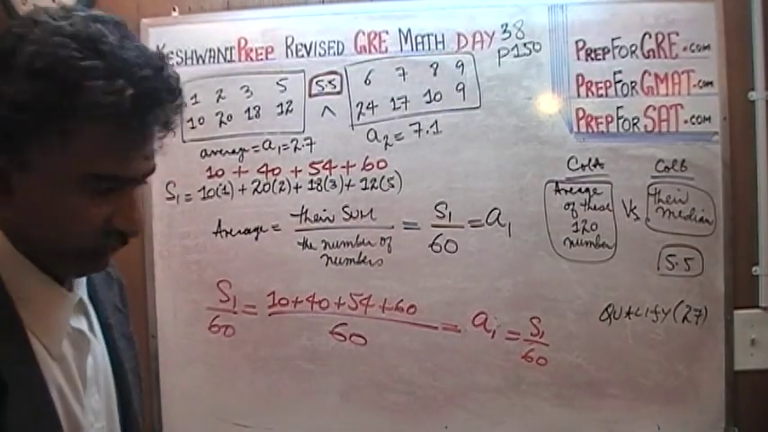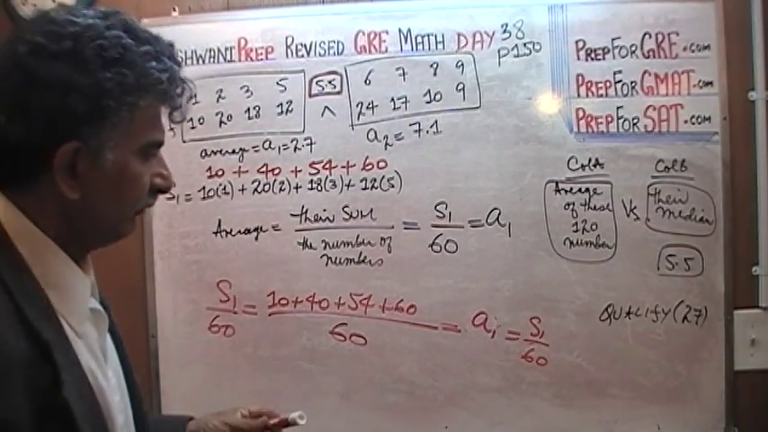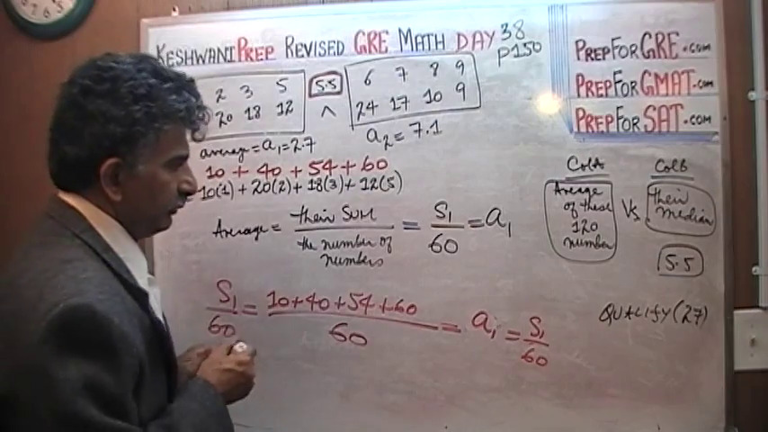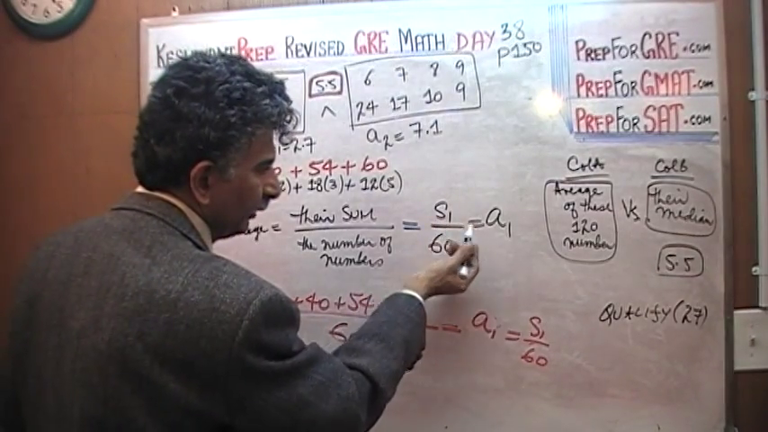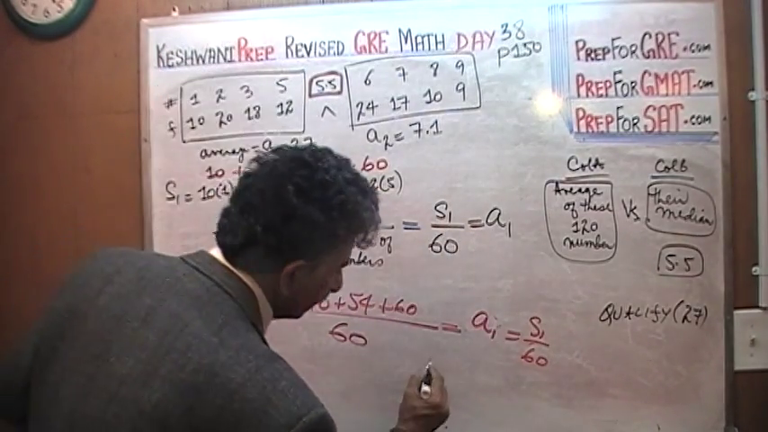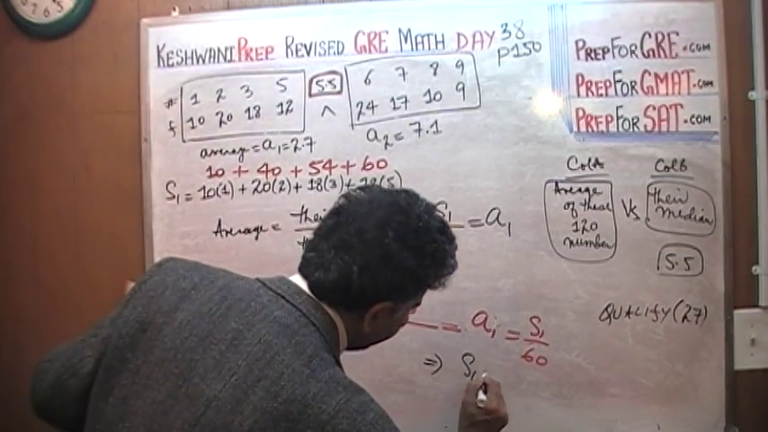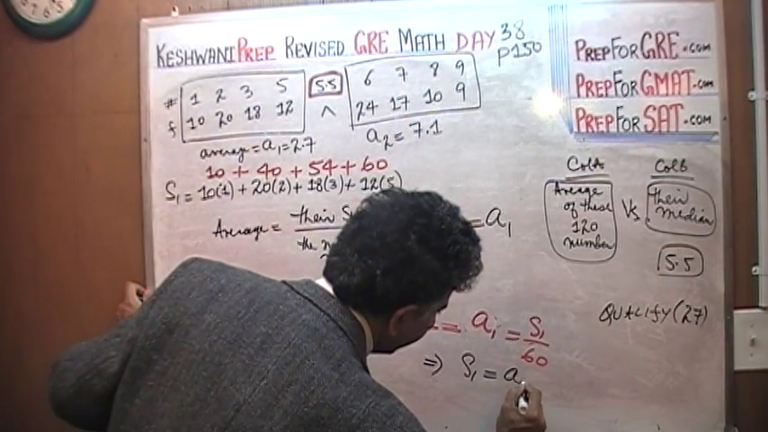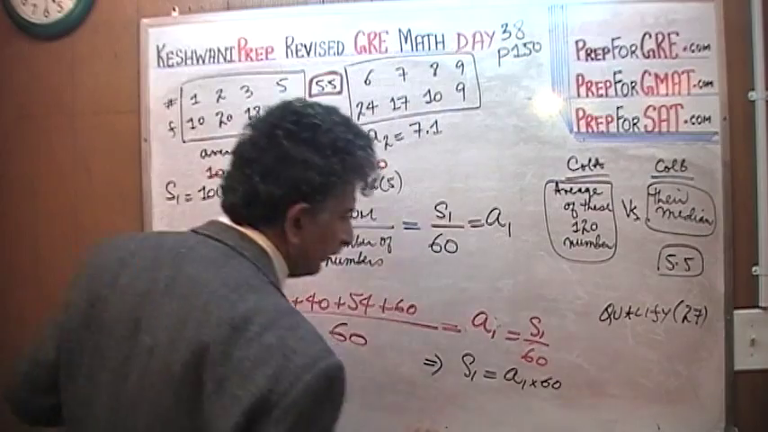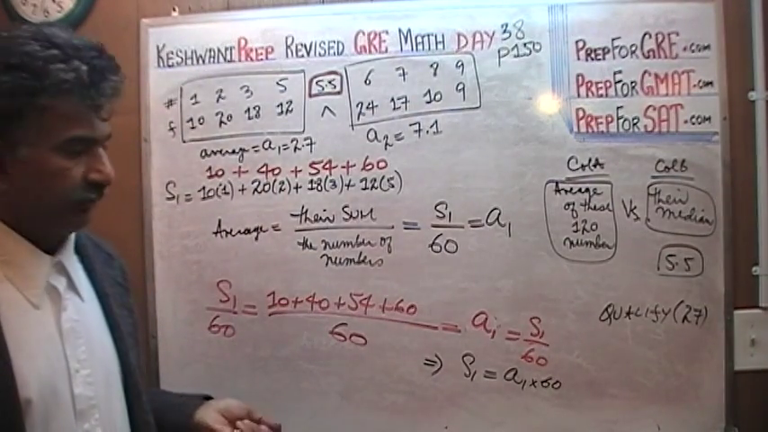And what do we find from this equation? Keep listening. Which means this sum must equal the average times the number of numbers. This implies that the sum must equal average times the number of numbers, which makes perfect sense.